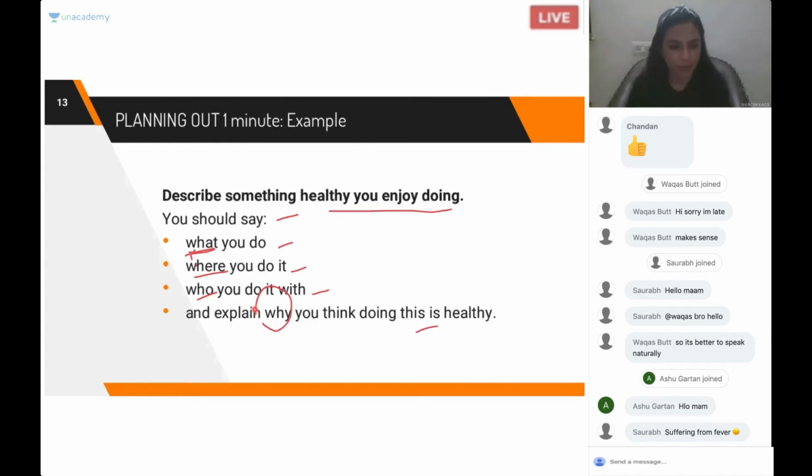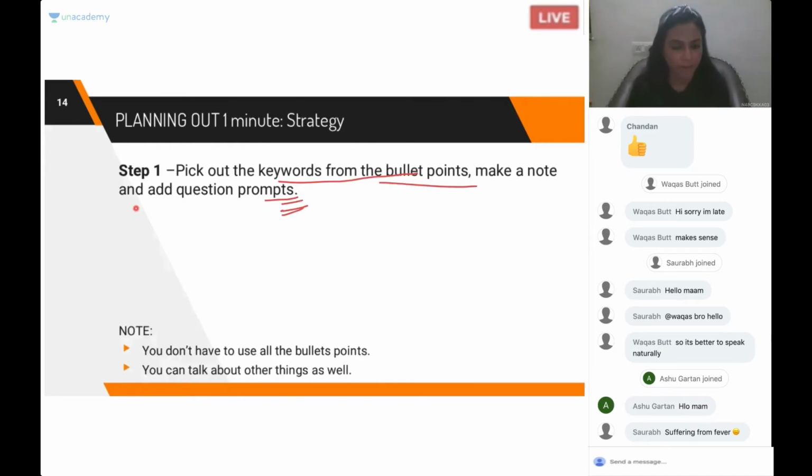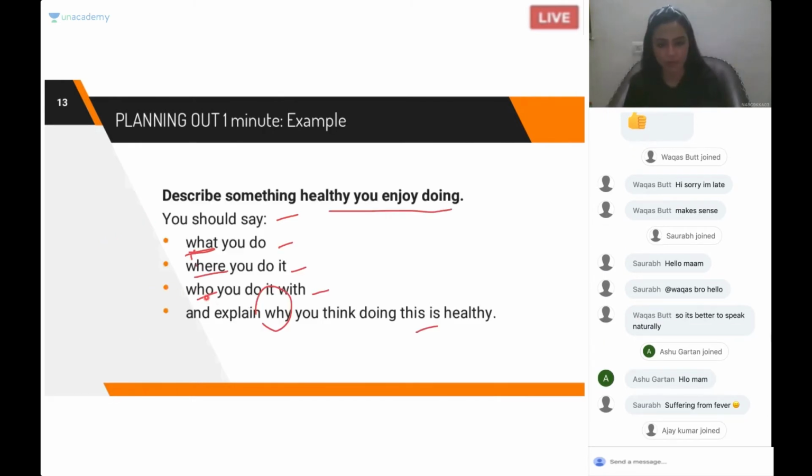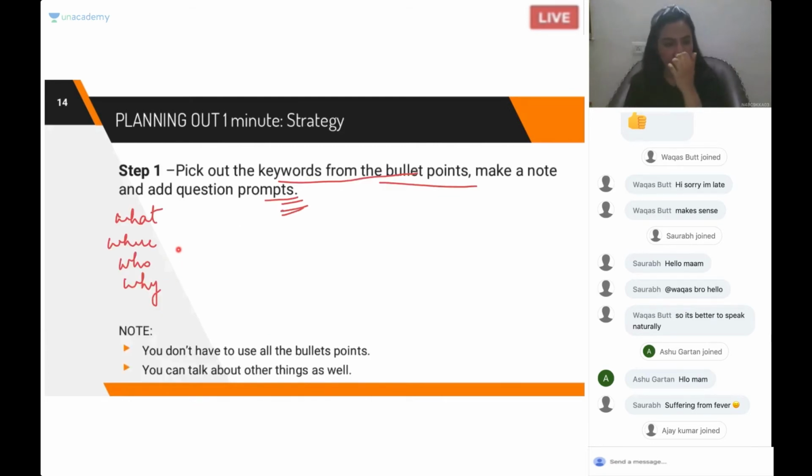So what we're going to do is quickly catch on these words: what, where, who, and why, right? So I've put up all the keywords, all the question prompts that were there. And I can add additional ones. You can maybe add how, right? Or maybe when, right? Because this will help you form question statements that automatically start giving you more and more answers to talk about, right? So this is going to help you. So what you do is add as many question prompts as you can.